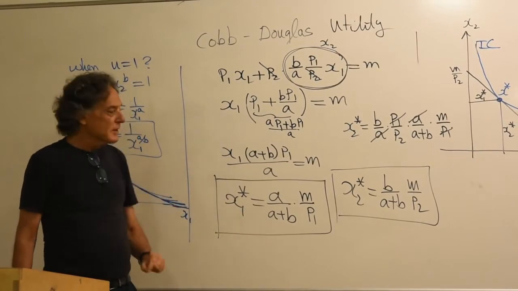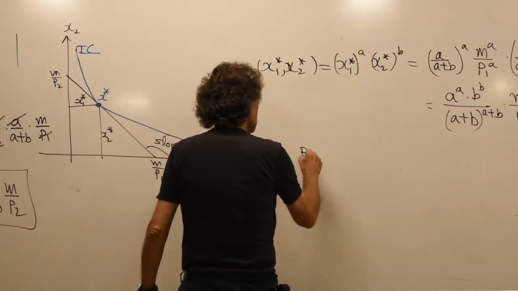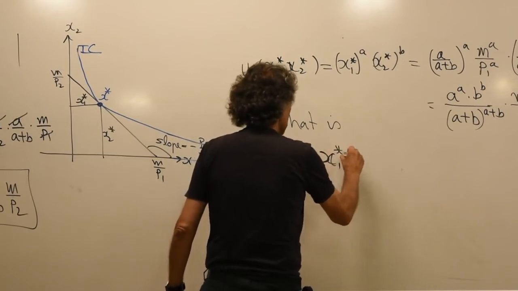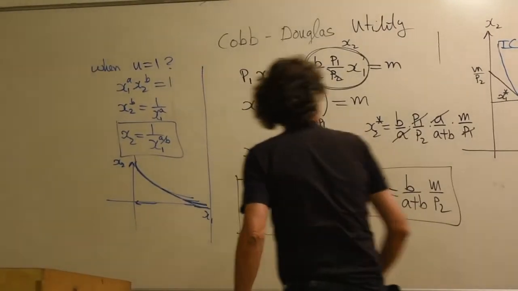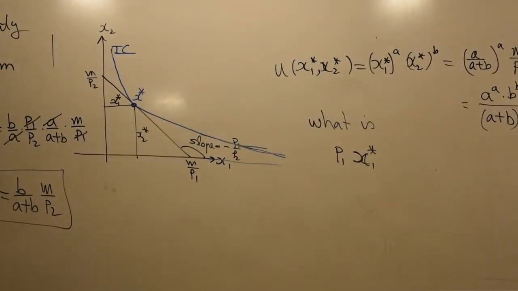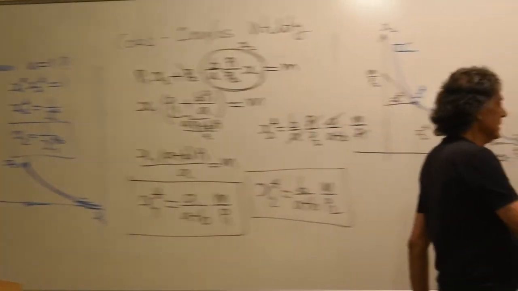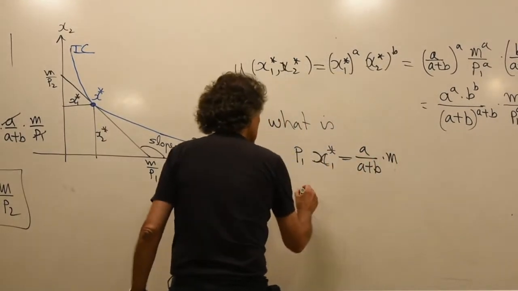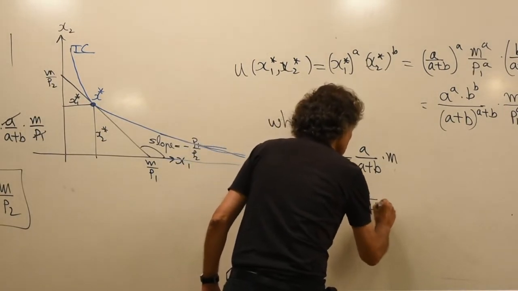But now let's look at something very interesting. Let me look at what P1 x1 star plus P2 x2 star is. As you can see, P1 x1 star, I multiply from this one, it is A over A plus B times M. Similarly, P2 x2 star is B over A plus B times M.